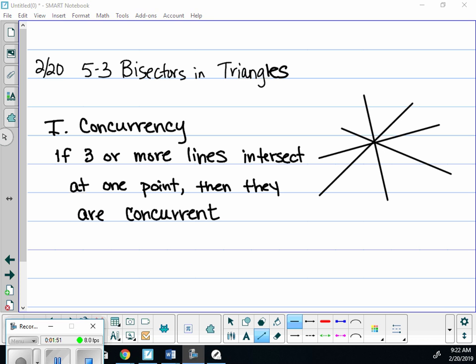In my little drawing here, four lines intersecting at a single point, and that point has a special name. That name of that point is what we call the point of concurrency. Okay, so when we have two lines that meet, we call it an intersection, and we would have the point of intersection. When we have three or more lines, we use the word concurrent, but it just basically means intersect.